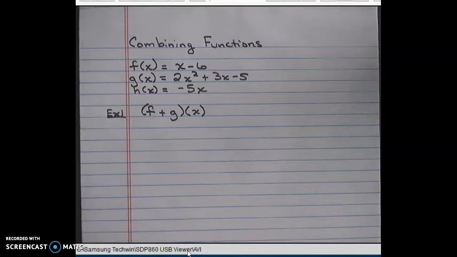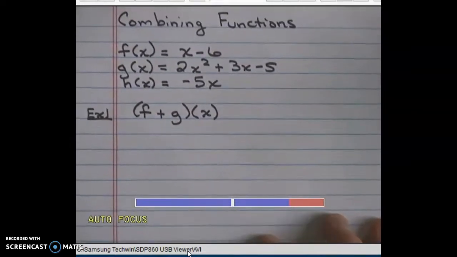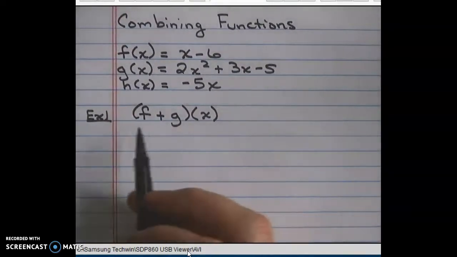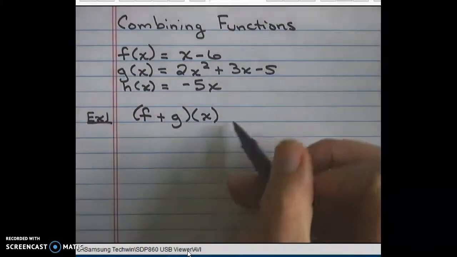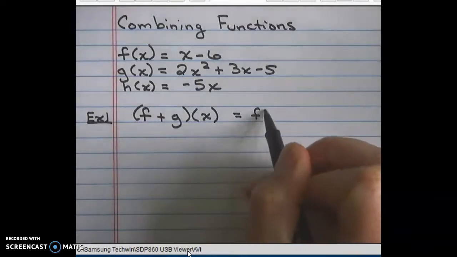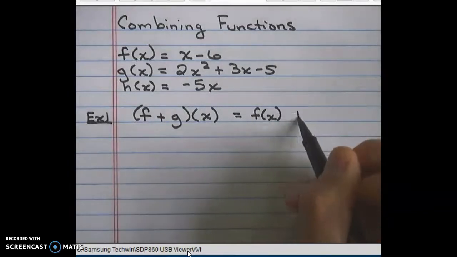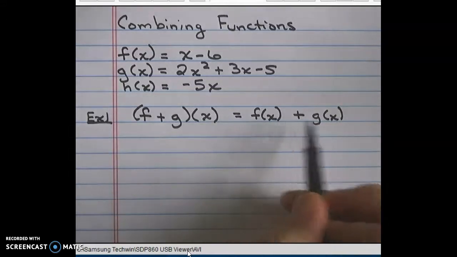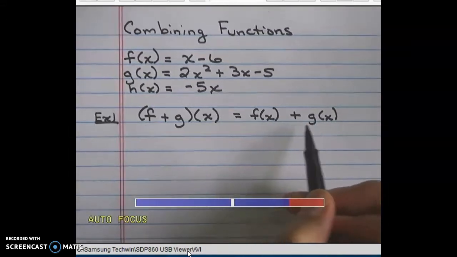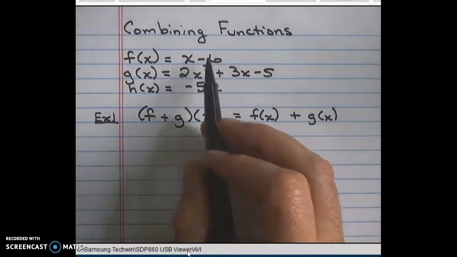If you see a problem like this, I think the most important part is just getting a sense of what it's asking. What does it want us to do? F plus g of x is basically saying I want you to take your f of x equation and add it to your g of x equation. So take whatever f of x is and just add it to g of x. And again, this is just a fancy name to talk about these functions here.